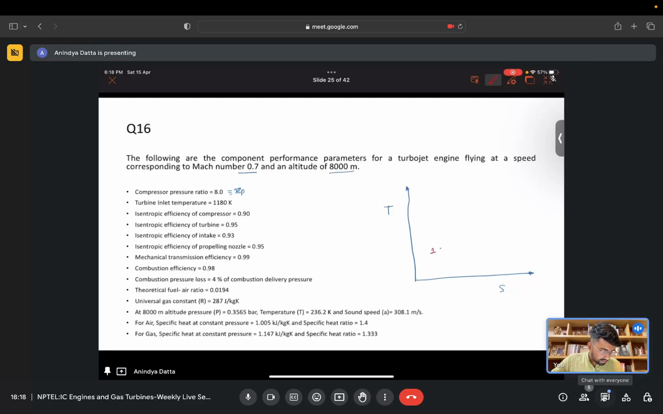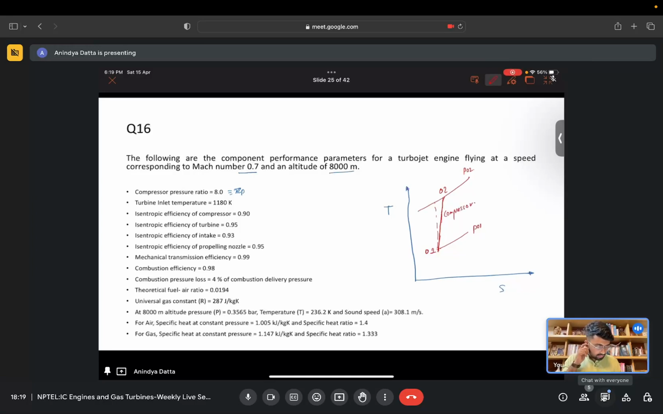Okay, so first we have state 1. So this is, let's say, our P01. We'll write it this way, 01 only, because they are stagnation quantities. So then this is our P02, and this is 02 again. So this is our compressor.